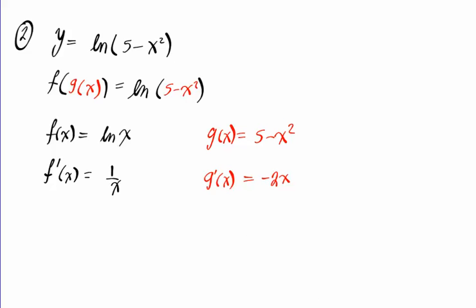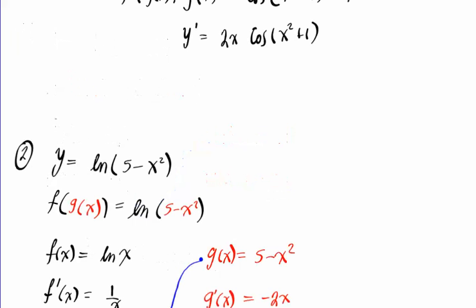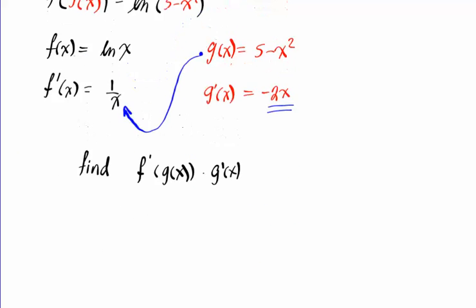So if we want to apply the chain rule formula, we're going to take the inner function and plug it into the derivative of the outer, and then multiply it by the derivative of the inner function. All right, so what we want to find next is f prime of g of x times g prime of x. This is the chain rule formula.